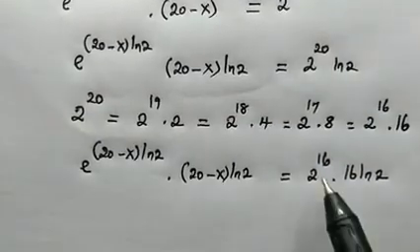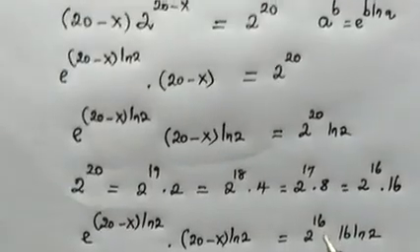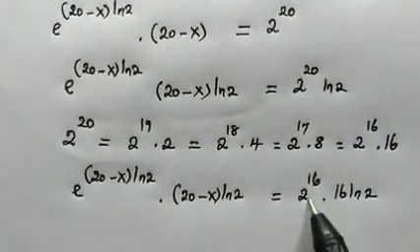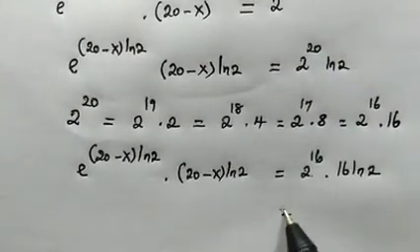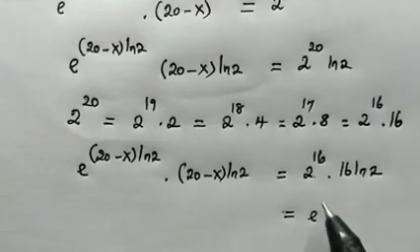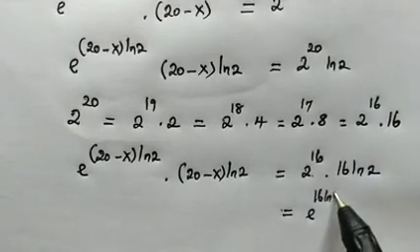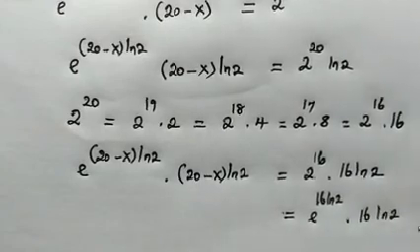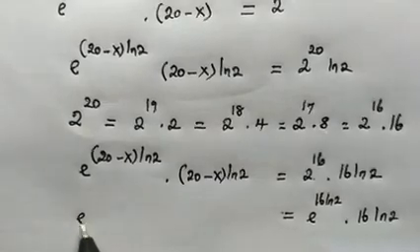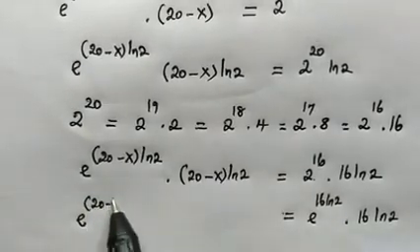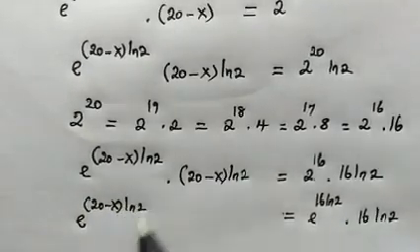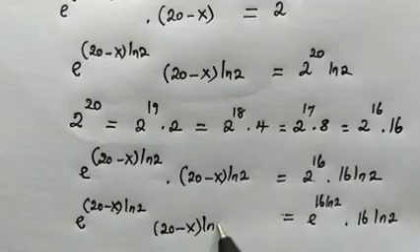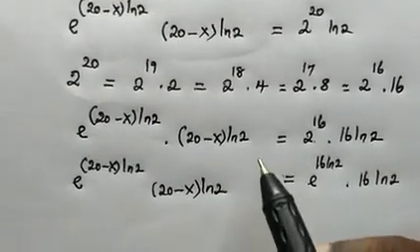Okay, so now remember this property here. We're going to use it here. So this will be equal to e to the power of 16 times the ln of 2. Then multiply by 16 times the ln of 2. From the left hand side, we still have e to the power of 20 minus x times the ln of 2. Multiply by 20 minus x times the ln of 2.